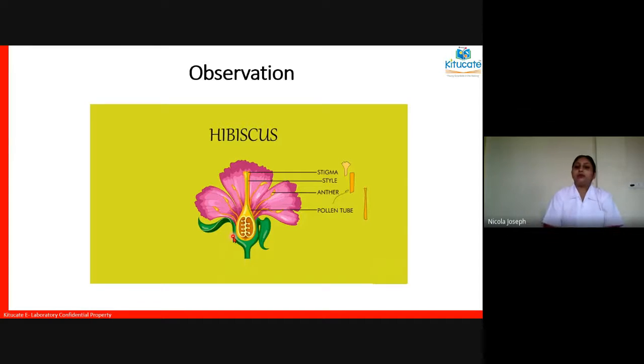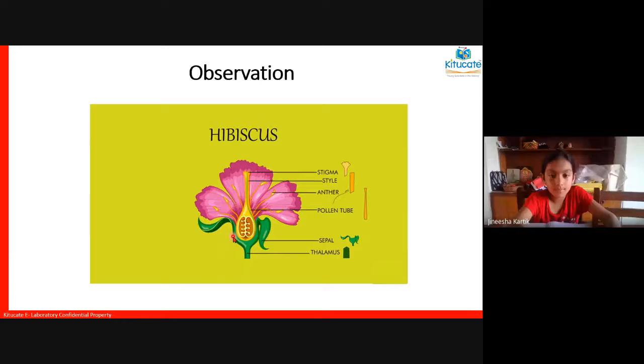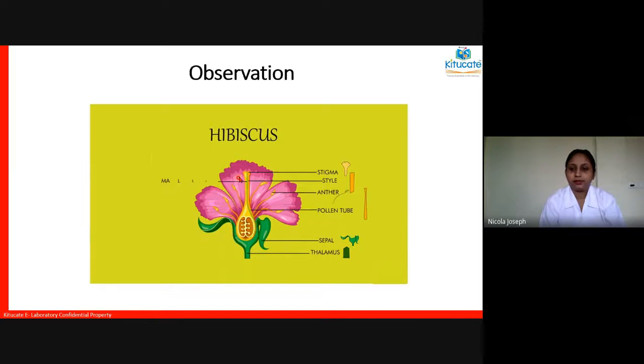Now, Shaurya, you tell me what is the green colored portion of the flower called? Sepal. Janisha, tell me what is the pink colored portion of the flower called? Petal. Ainish, you tell me what are those thread-like things coming out called?